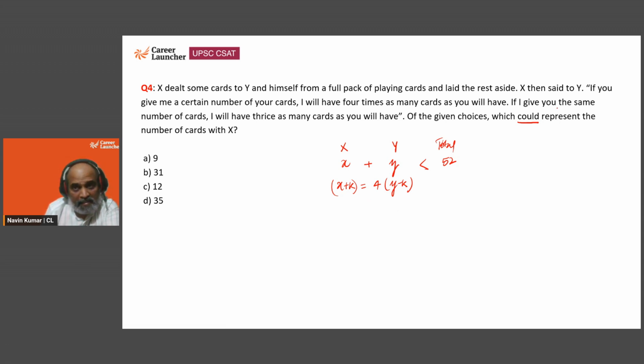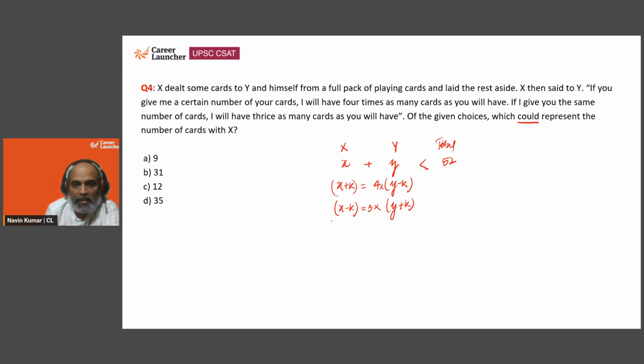And next, X says, if I give you the same number of cards, as in the number of cards with X now becomes X minus K, and that of Y becomes Y plus K, I will have thrice as many cards as you will have. So that means X will have 3 times of Y plus K. Now from here, we need to somehow find out the values of, or the relationship between X and Y.